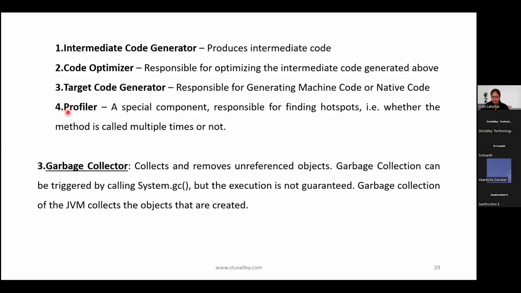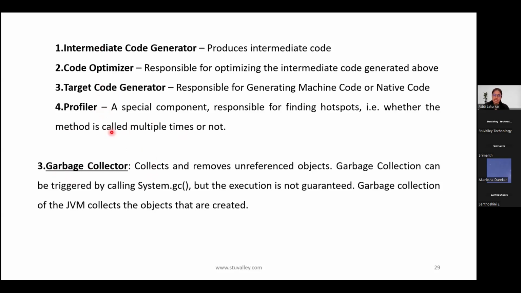The last one is the profiler. It is a special component, and it is responsible for finding hotspots, that is, whether the method is called multiple times or not. So what is the profiler's work? If you are calling a method multiple times in your code, the profiler will find it, and then accordingly it will inform the JIT compiler to convert that into native code. Okay. So these are the 4 different parts of the JIT compiler.